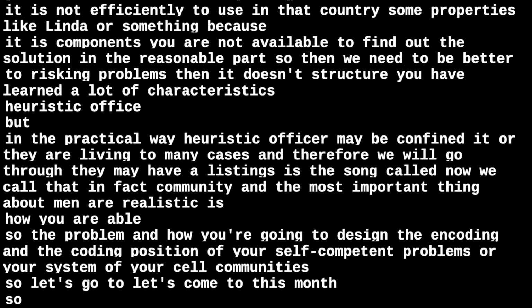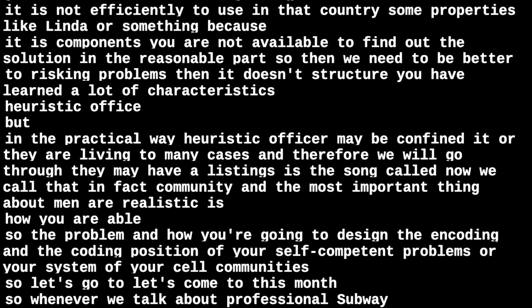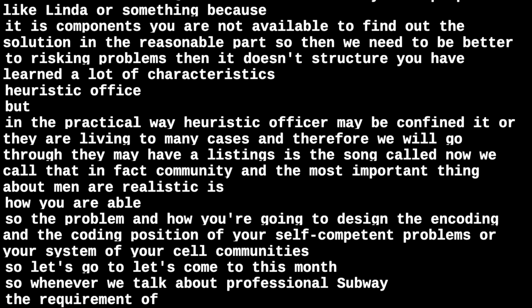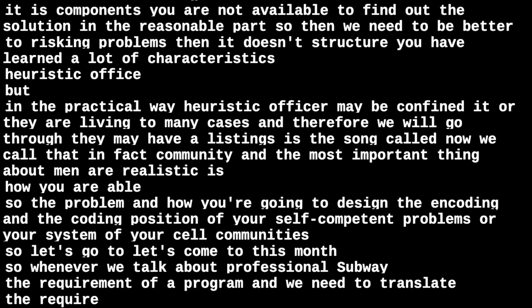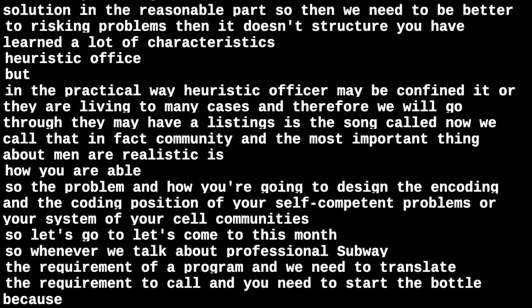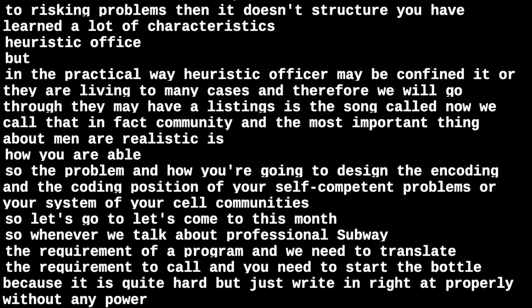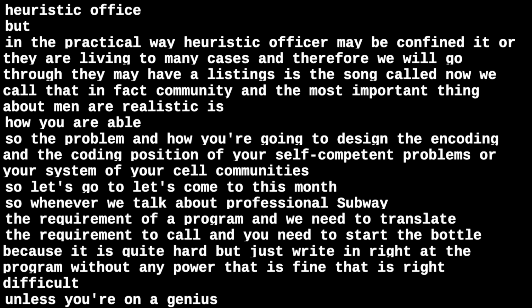Whenever we talk about programming, it is about software creation. We need to identify the requirement of a program, and we need to translate the requirement into code. And you need to start debugging, because it is quite hard to write a program without any bug. That is quite difficult unless you are a genius. And then we start testing.